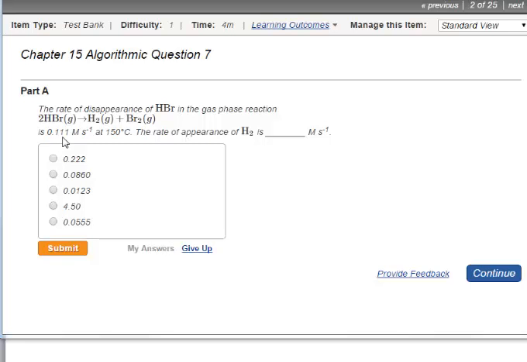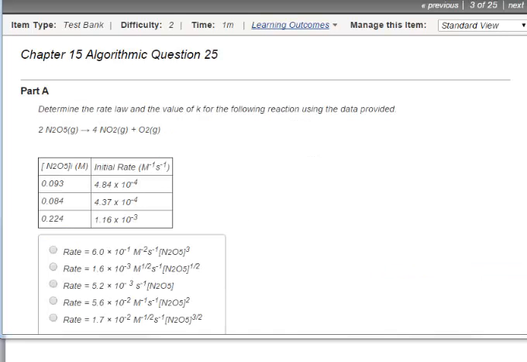That's 0.111. Multiply that by 1/2 or take half of that, and you get this 0.055. So think about a pile of HBr, taking 2 scoops to give 1 scoop of this, so the rate of appearance of H2 is going to be half as fast. So here's the third question.